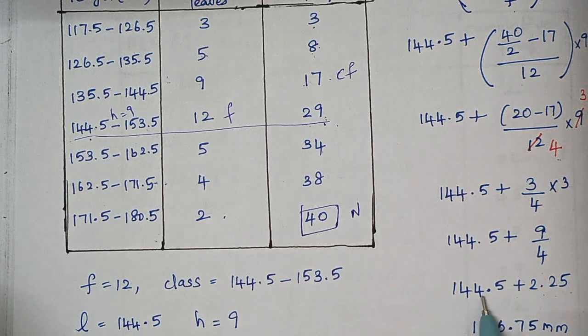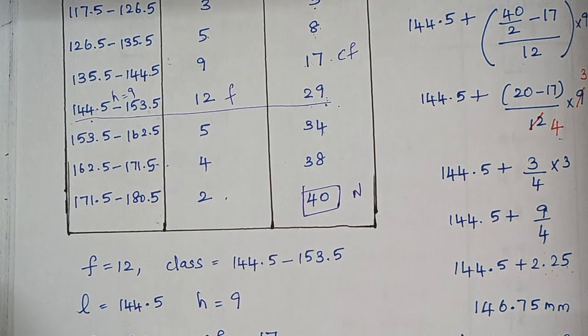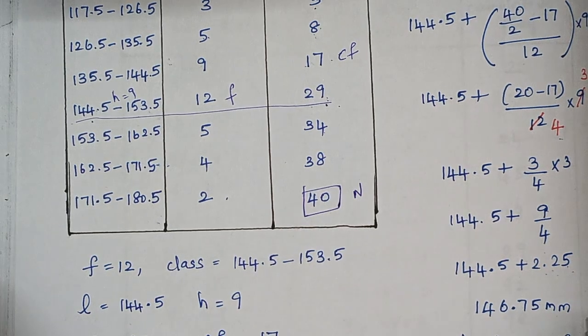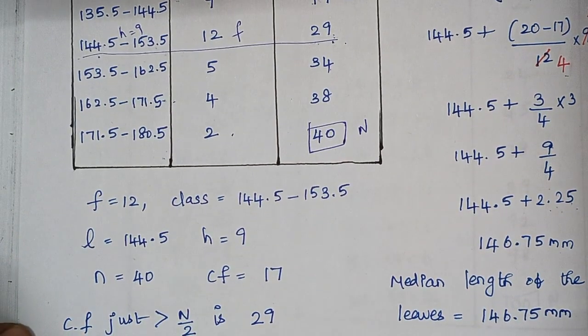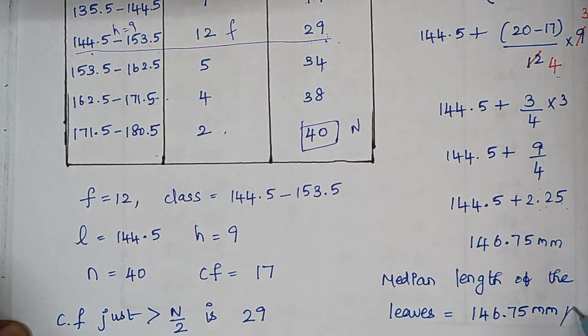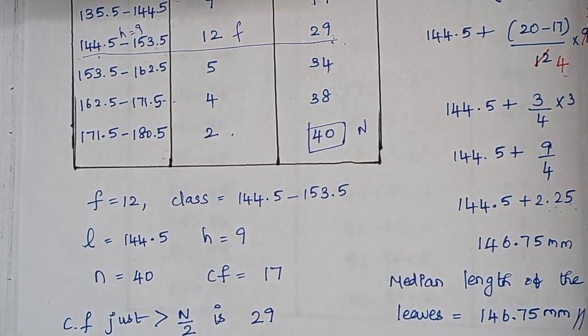So here 144.5 plus 2.25 gives you 146.75 mm. So here the median length of the leaves is 146.75 mm and this is our final answer. Now we will proceed with our next problem.